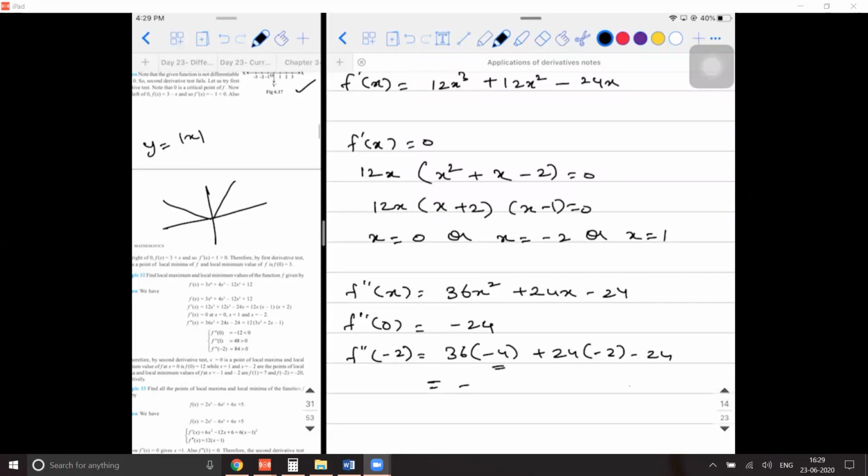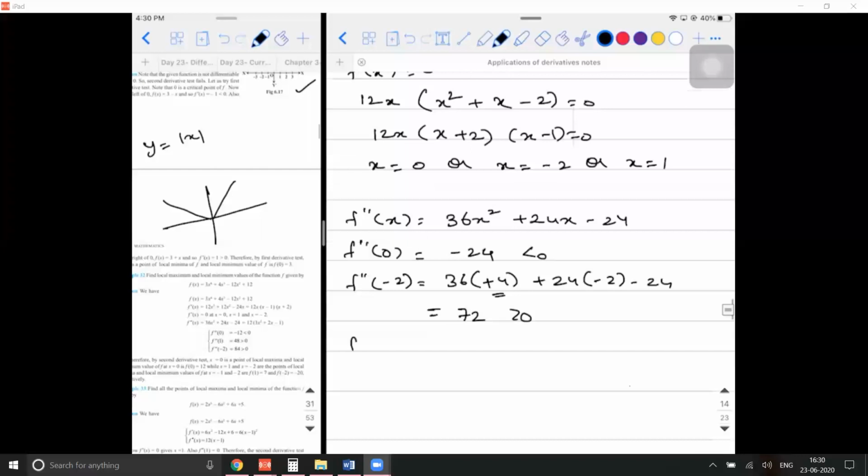36 into 4, you know? So 4, sir, minus 2 whole square. Okay, 4. 36 into 4. How much is it? 36 twos is 72, no? You're asking for the total value? Yes, sir. Total value is 72. Okay, this is greater than 0.